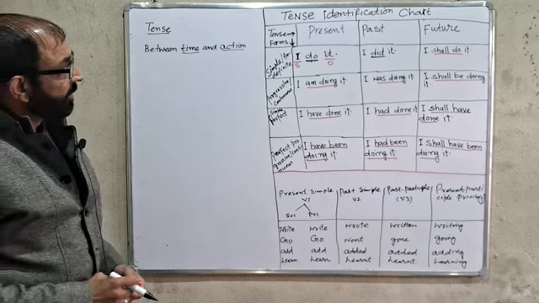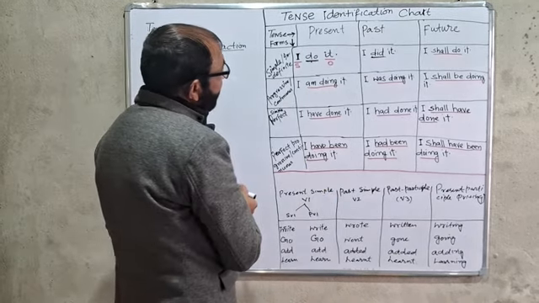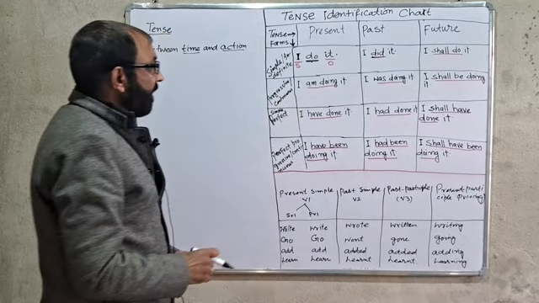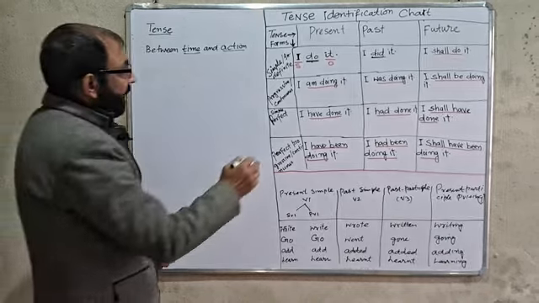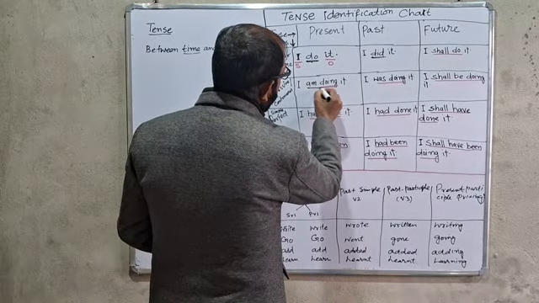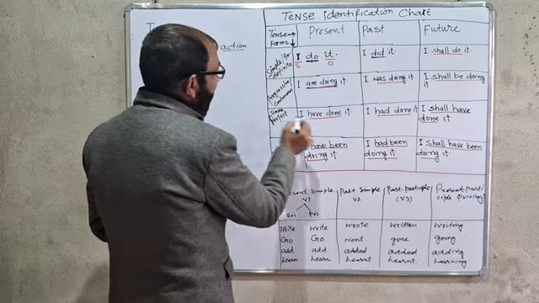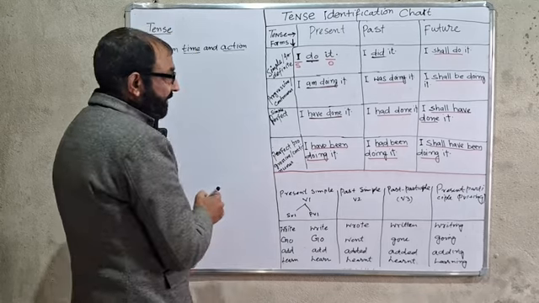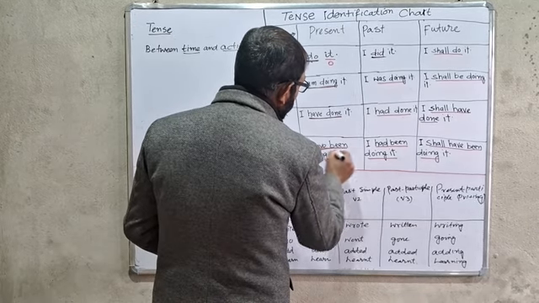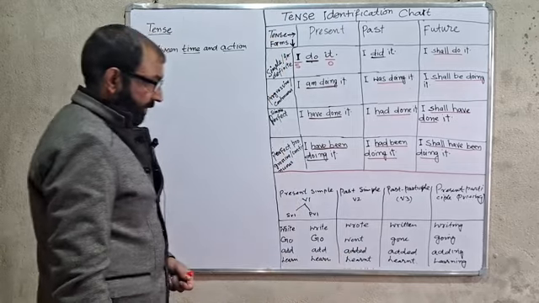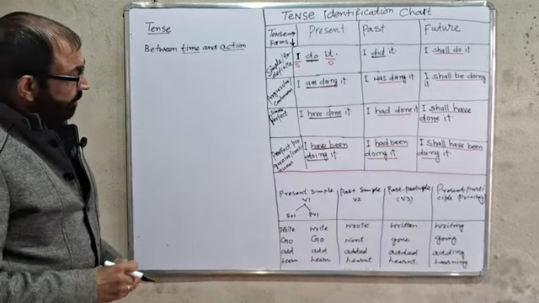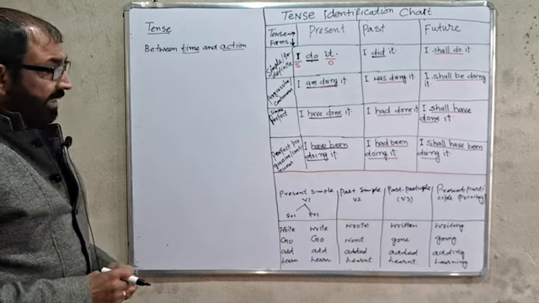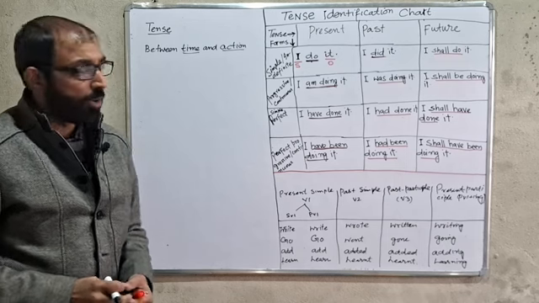In respect of forms, we see here it is do in present simple. In present continuous, or in present progressive, it is am doing. In case of perfect, it is have done. In case of perfect progressive tense, it is have been doing. So now you amply understood that it is the only verb that keeps changing in different forms.